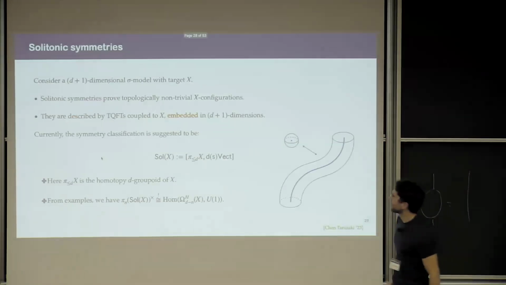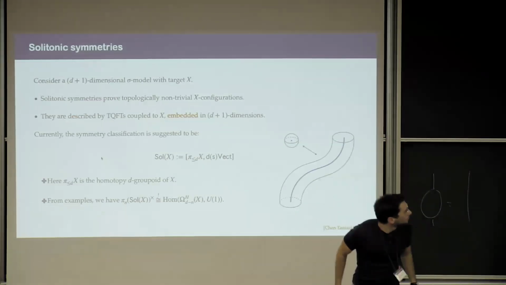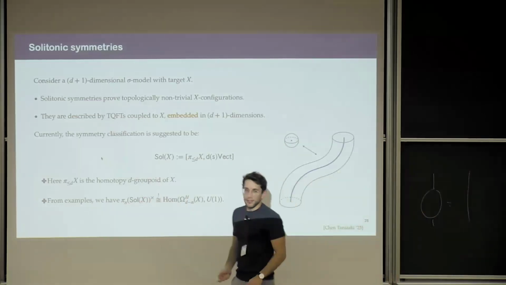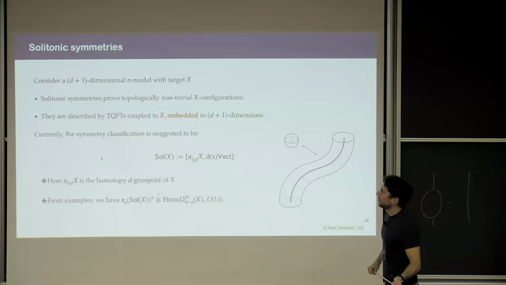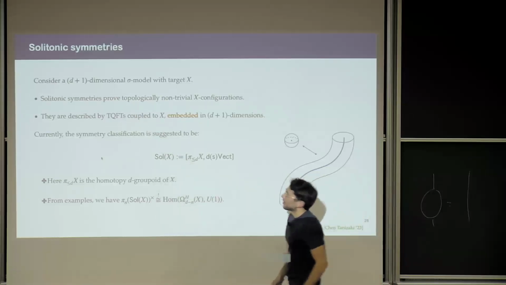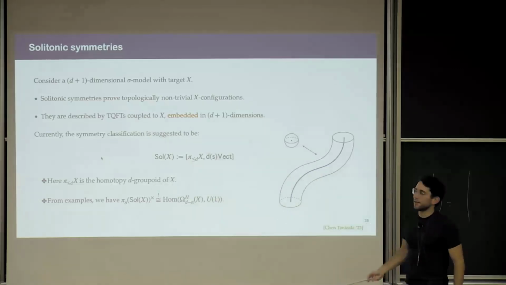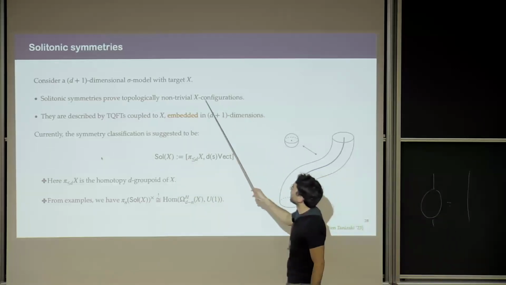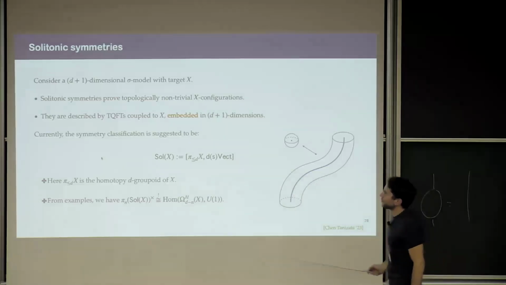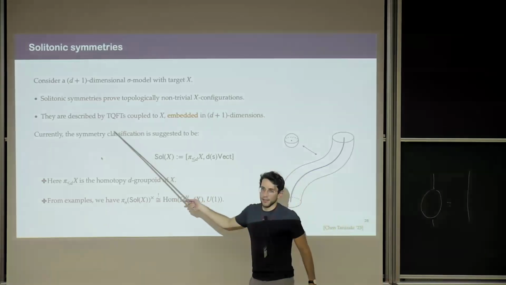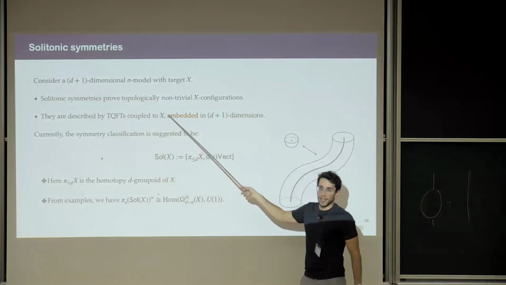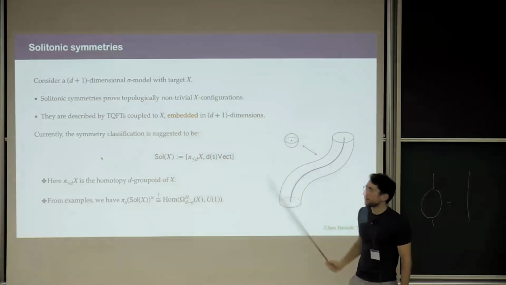Okay, let me now just briefly talk about solitonic symmetries. Well, what are solitonic symmetries? Solitonic symmetries are symmetries that are able to probe topologically non-trivial configurations of, say, some sigma models with a target X. And they are described by TQFTs that can be thought to be coupled to the target of your sigma model and then embedded into D+1 dimensions.